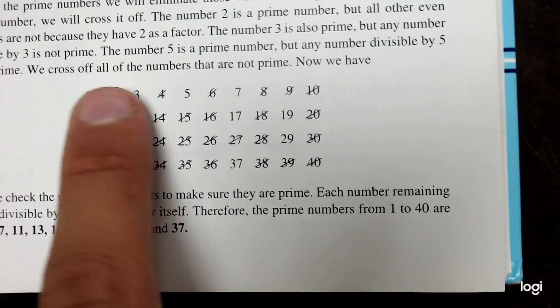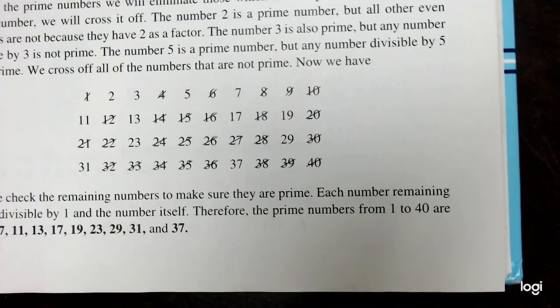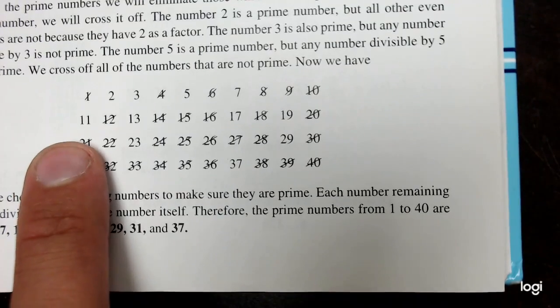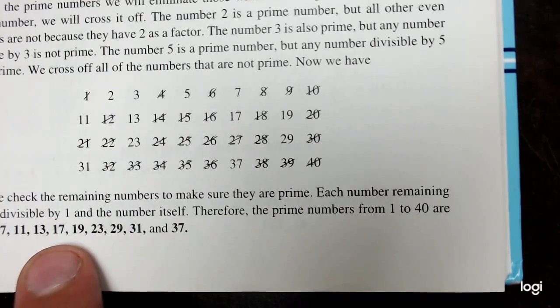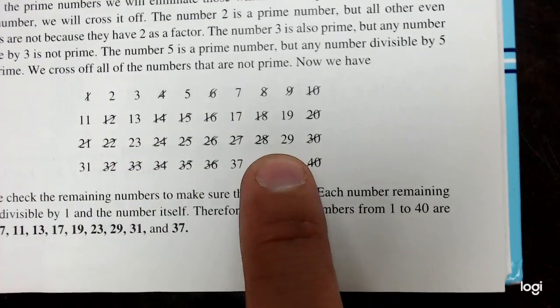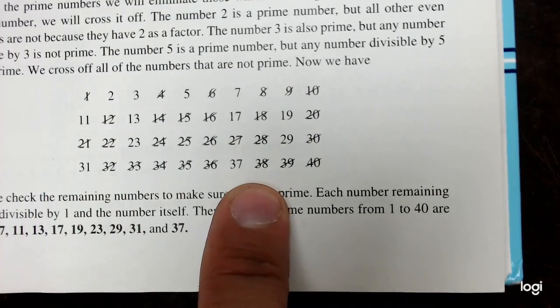What you'll notice is as you go higher and higher, the number of prime numbers in each set of 10 gets smaller and smaller. So for example, from 11 to 20, we only have 1, 2, 3, 4. We have 4 prime numbers. From 21 to 30, we have 1, 2. We only have 2 prime numbers. 31 to 40, we have 2 prime numbers again, right?